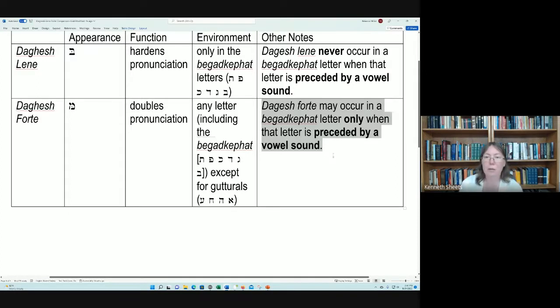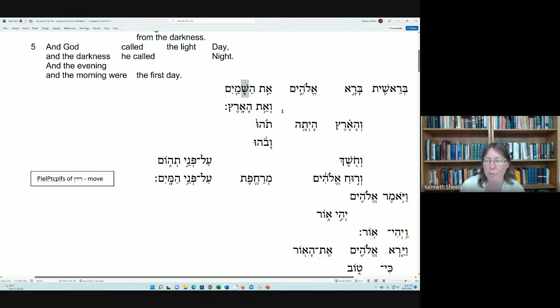So thus, if you see what could be either a Dagesh Lene or a Dagesh Forte in a Begad Kefat letter, and the Begad Kefat letter is preceded by a vowel sound, then it's going to be a Forte, not a Lene. So now let's go through some of this just to make it a little bit clearer. As I look through here, I see very clearly I have a dot in the middle of my Beith. Now, the Beith is one of my Begad Kefat letters: Beith Gimel Daleth Kaf Pei Tau. So I know that this could be either a Dagesh Lene or a Dagesh Forte. But because it is not preceded by a vowel sound, I know that this is a Lene.